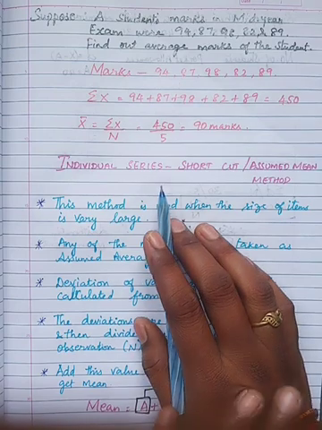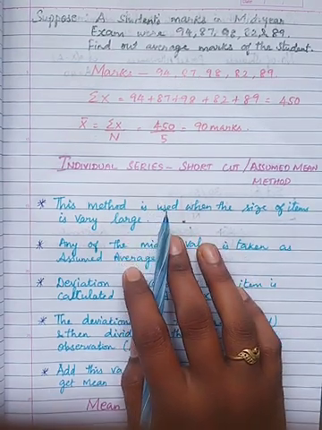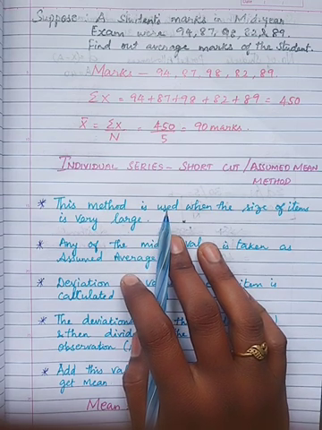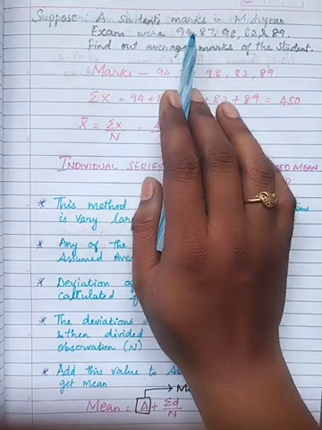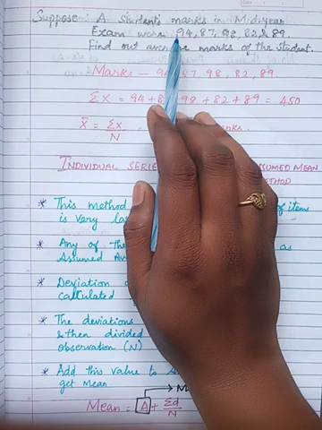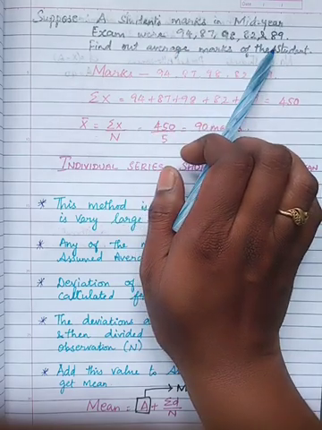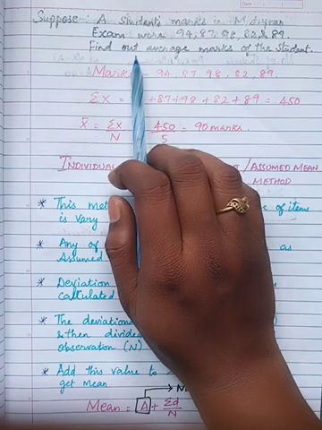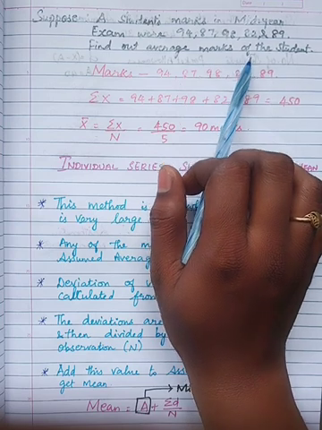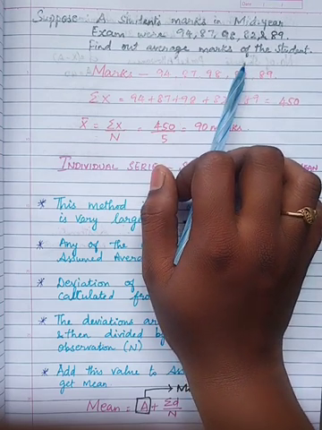The next one is a problem, in the sense of how we have to do individual series with the direct method. A student's marks in the mid-year examination are 94, 87, 98, 82 and 89. Now you have to find the average mark of the student, that is, how many marks they have scored.